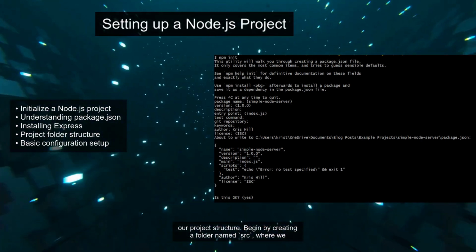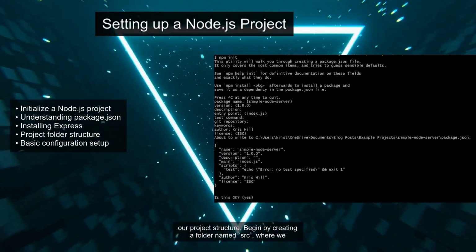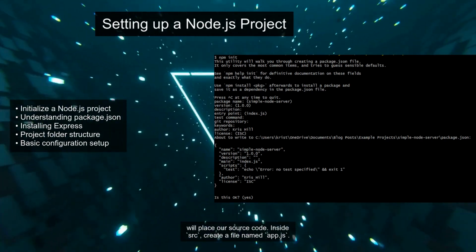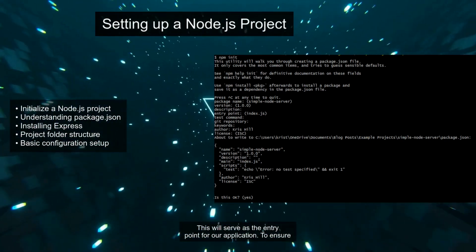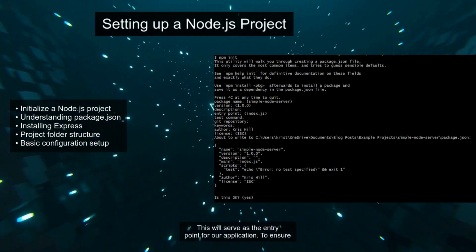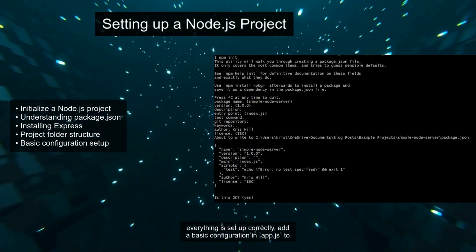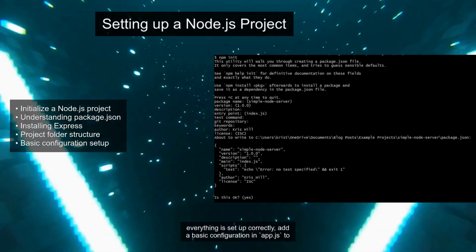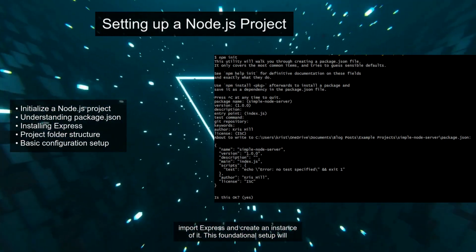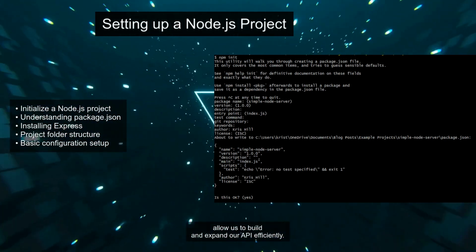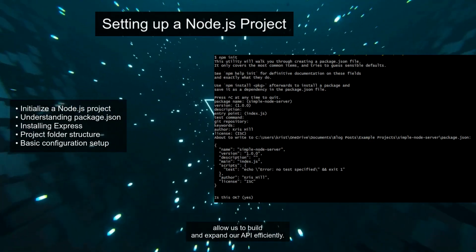With Express installed, let's set up our project structure. Begin by creating a folder named src, where we will place our source code. Inside src, create a file named app.js. This will serve as the entry point for our application. To ensure everything is set up correctly, add a basic configuration in app.js to import Express and create an instance of it. This foundational setup will allow us to build and expand our API efficiently.